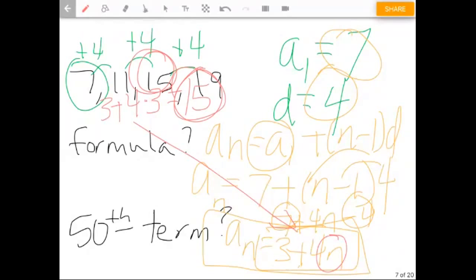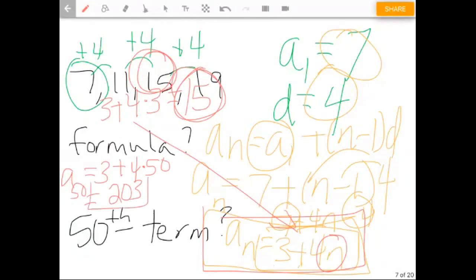Now it asks for the 50th term. We could write out all 50 terms, but that would take quite a bit of time. Finding the explicit formula will save you time. We take the formula we found, and since we want the 50th term, a sub 50, we do 3 plus 4 times, and what do we put in for n? We want the 50th term, so we put in 50. 4 times 50 is 200, plus 3 is 203. So if we kept writing these numbers out by adding 4, when we got to the 50th term, it would be 203.